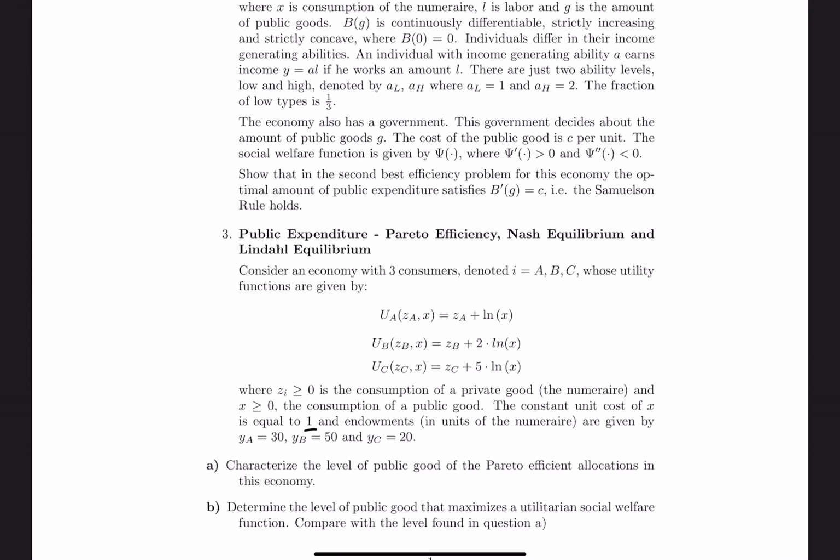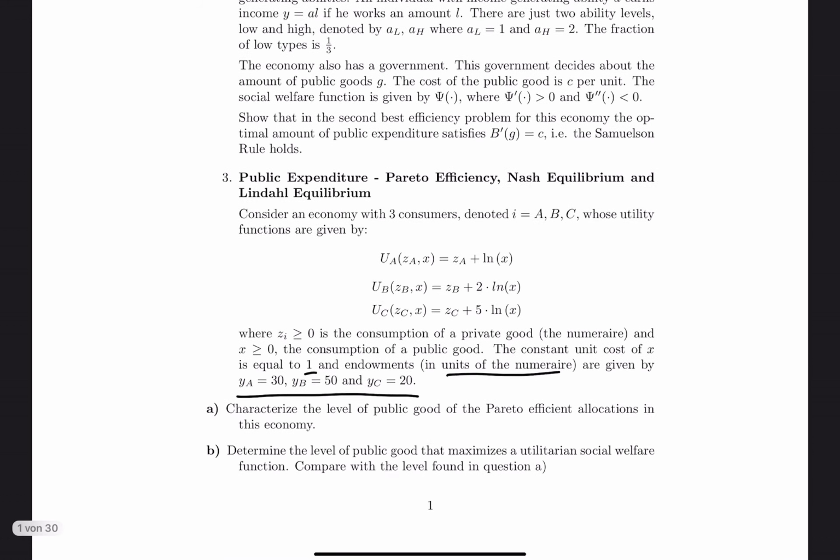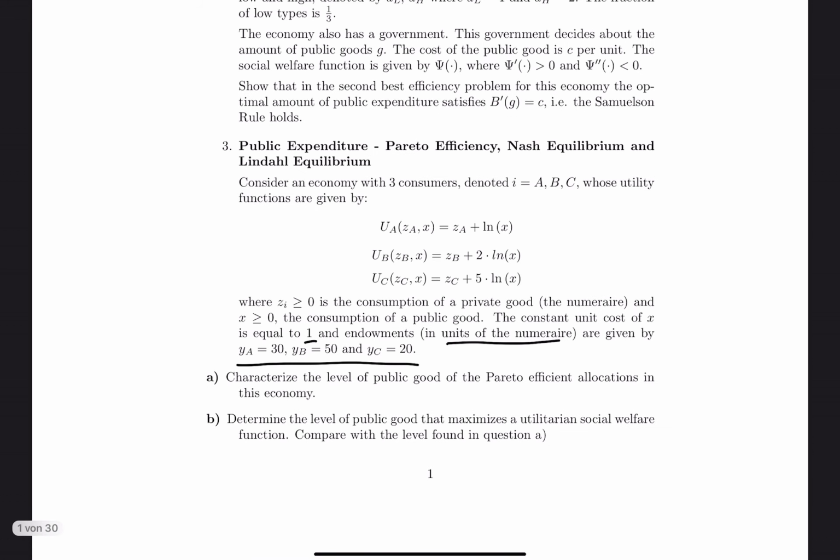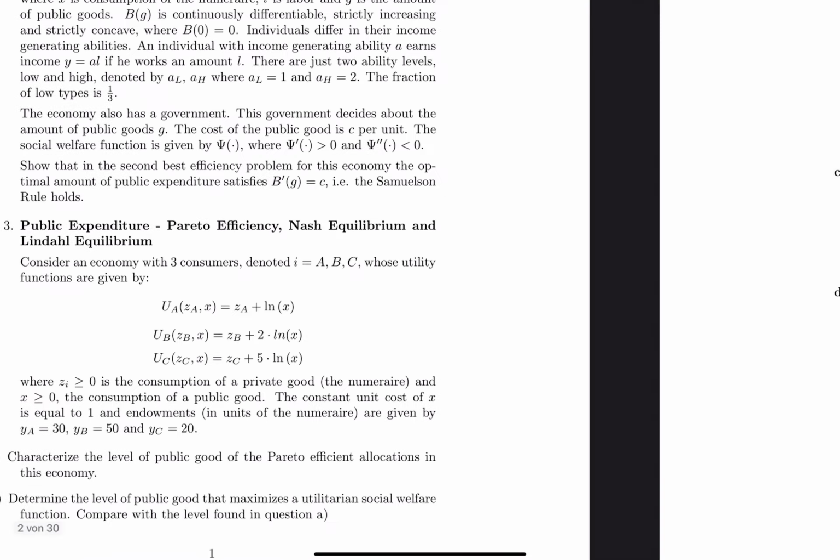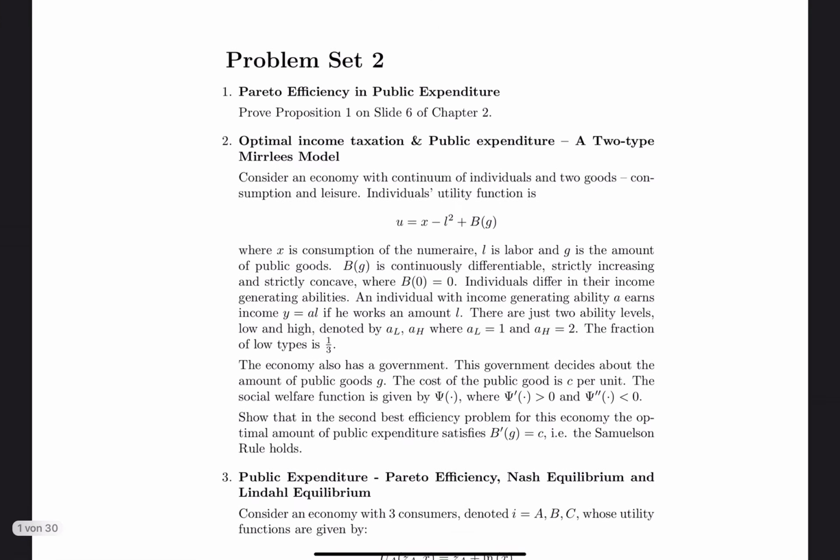And we have endowments in the economy, which are measured in units of the numeraire, and they're given by the values here. In sub-exercise A, we are asked to characterize the level of public good of the Pareto efficient allocations in this economy. This can be easily done by knowledge of Proposition 1 that we proved before, because we know what must be fulfilled in order for an amount of the public good to be part of a Pareto efficient allocation, and that is the Samuelson condition. So we can get this part real quick.